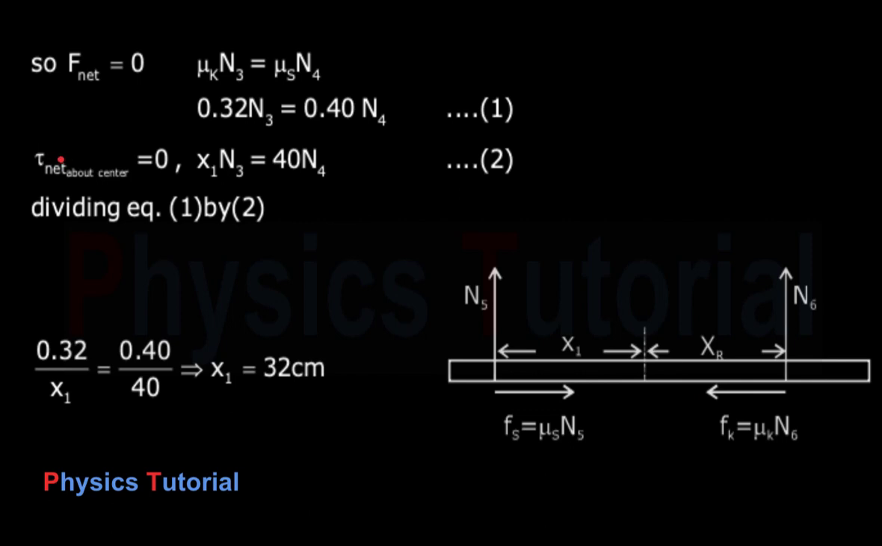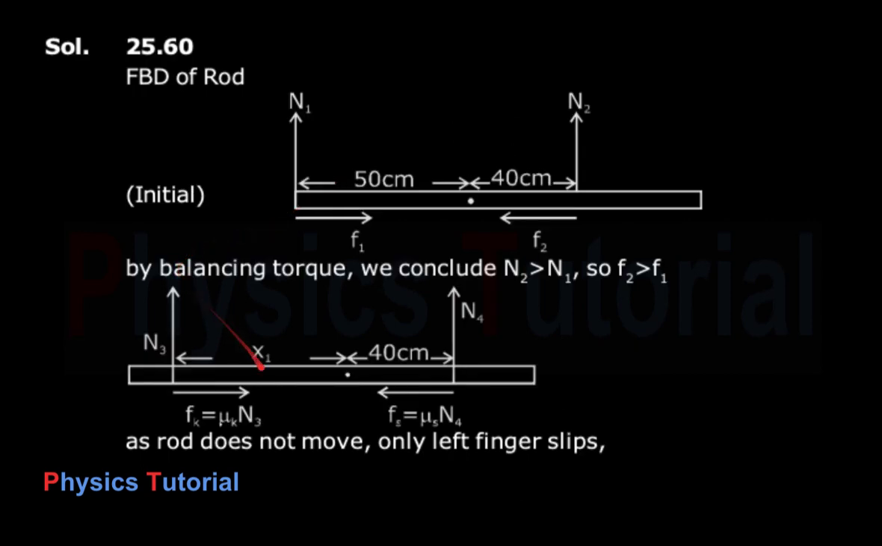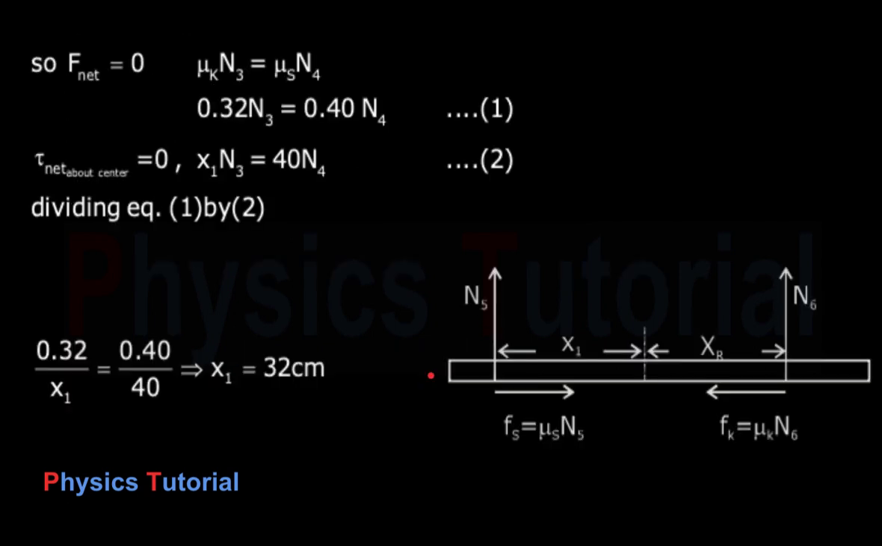And net torque about the center will be X1 N3 and 40 N4. This one X1 N3, and here it is force into perpendicular distance, that is 40. So that is equation 2, and on dividing equations 1 and 2, we get X1 equal to 32 centimeter.